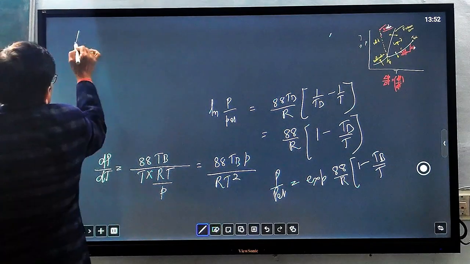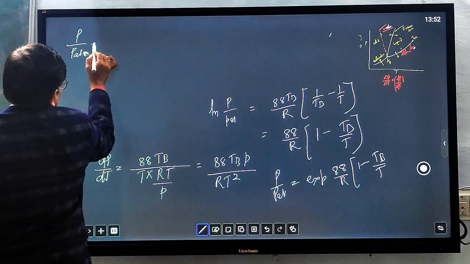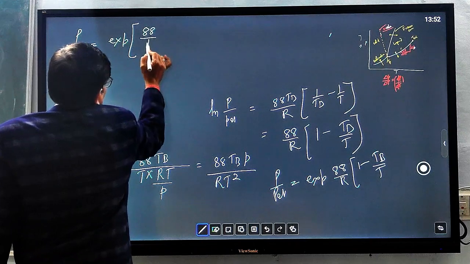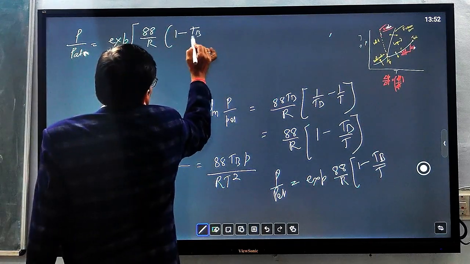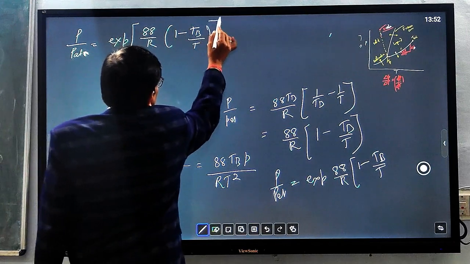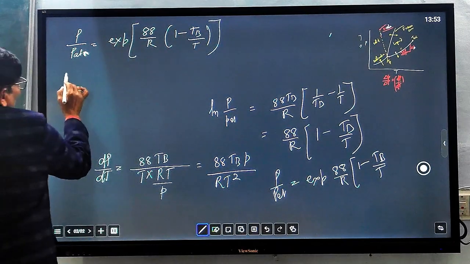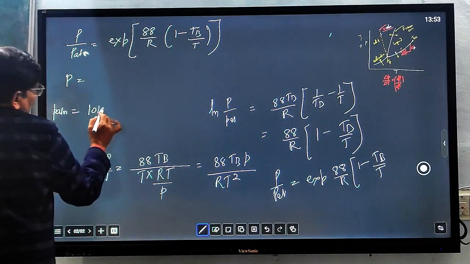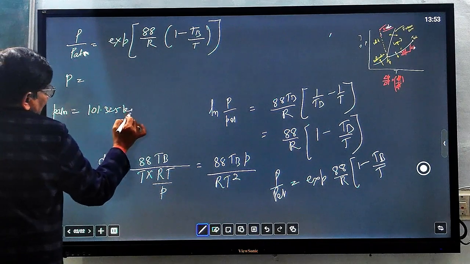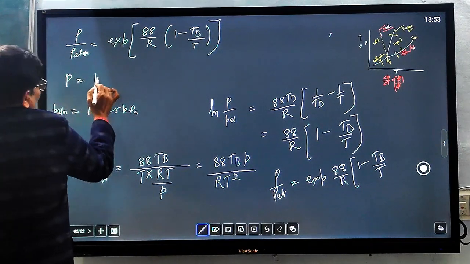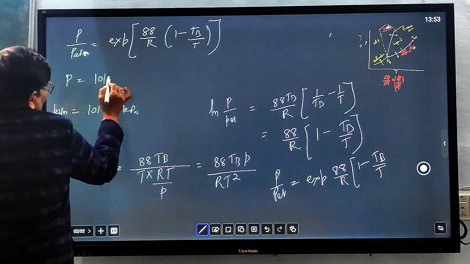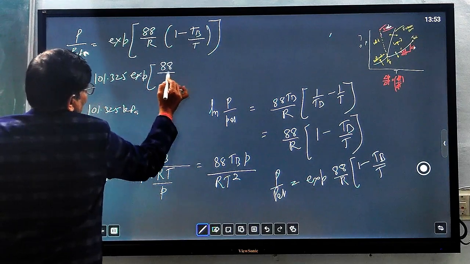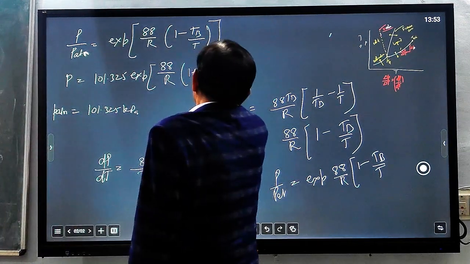Right here, P upon P atmospheric equal to exponential 88 upon R, 1 minus TB upon T. Simple integration we have calculated. Now P atmospheric, we already know, is equal to 101.325 kilopascal. Putting the value of P atmospheric here, P equal to 101.325 exponential 88 upon R, 1 minus TB upon T.